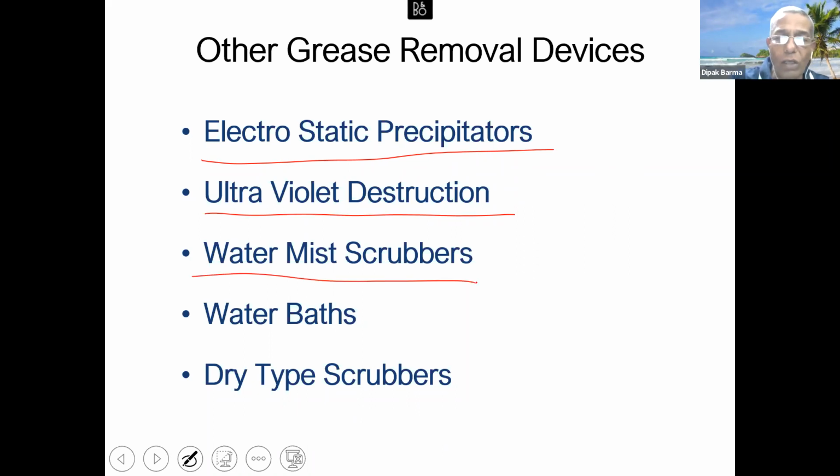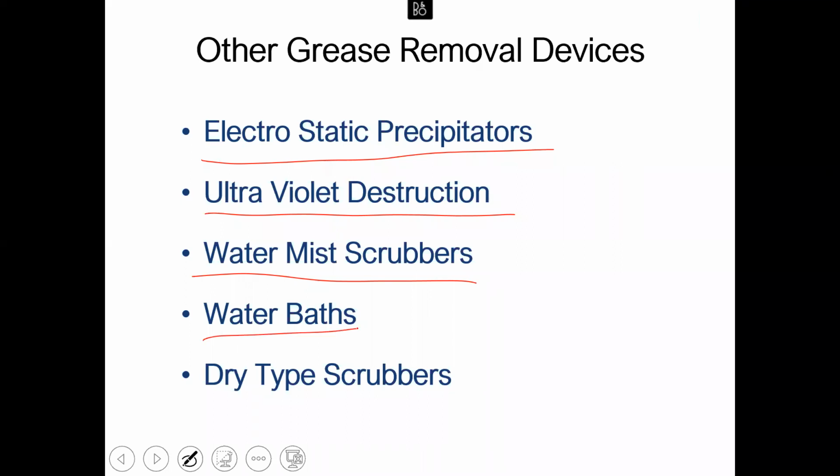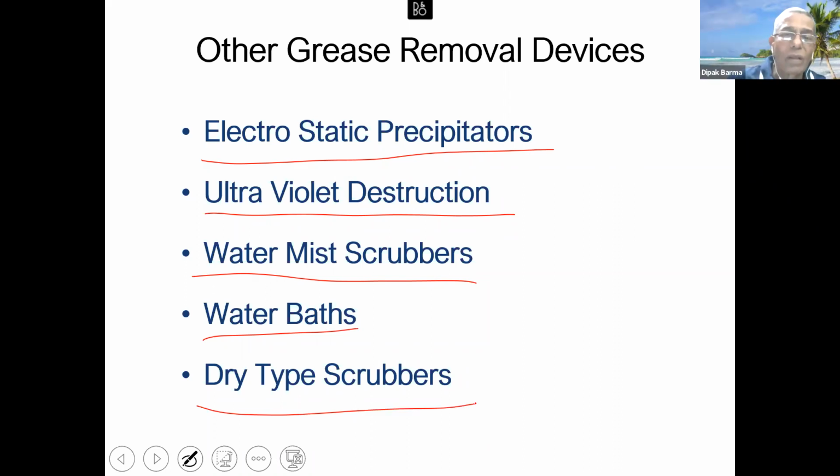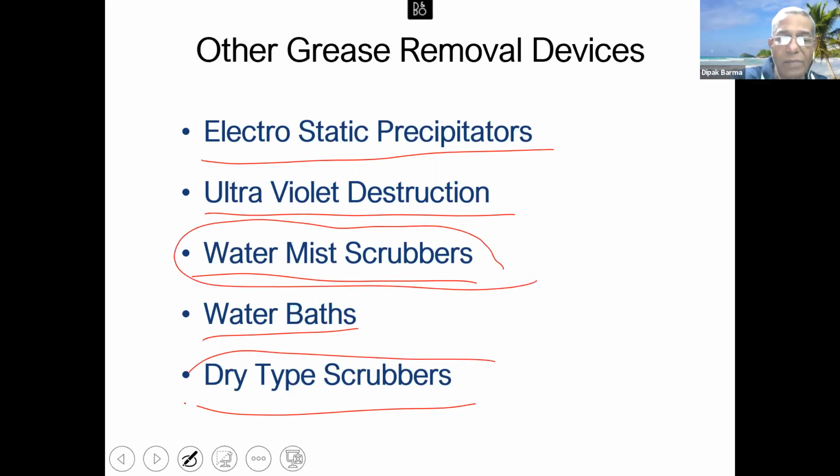You can use water mist for scrubbing the air, cleaning the air, because then the pollutants are removed by the water. You can put it into a water bath. You can bubble the exhaust through a water bath, and the pollution will remain with the water and the air will be relatively clean. Or you can have a dry type scrubber. These are wet scrubbers, these are dry type scrubbers. Now, dry type scrubbers are mostly electrostatic precipitators. They're common items.